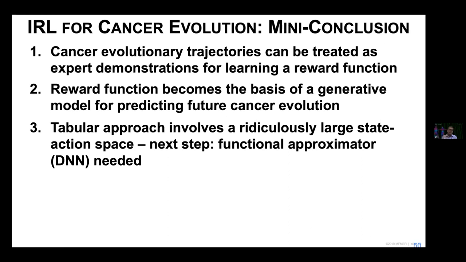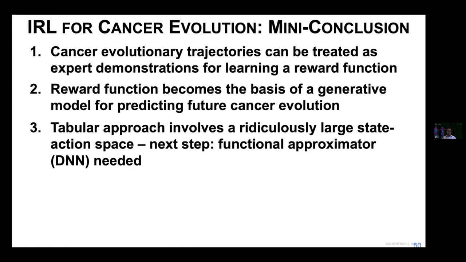This was all done, I should mention, for those of you who are familiar with RL, almost nobody uses the tabular approach anymore, right? But the tabular approach is where you list all your states and all your actions, and your reward function is a state by action matrix, essentially. And in our case, it was sort of ridiculously large. We had to use some fairly large compute for this.